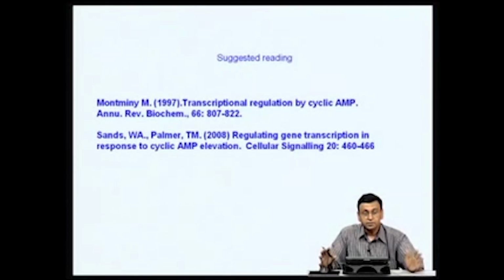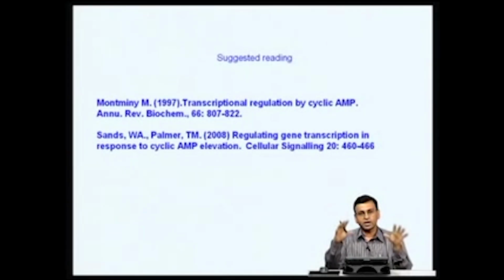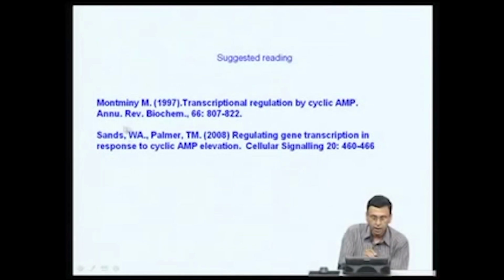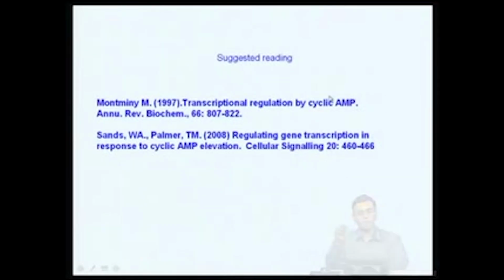I suggest that you read at least two of these review articles. There are a number of review articles describing cyclic AMP activation, CREB and so on, but if you are interested, one can read at least two of these papers. Marc Montminy is the one who discovered CREB and has done very interesting work on the regulation of CREB, and there is a very nice article in the Annual Review of Biochemistry. There is also a very recent review article in Cellular Signalling about regulating gene transcription in response to cyclic AMP elevation, and these two papers give you much more input about the mechanism by which cyclic AMP regulates gene expression. I think I will stop here.